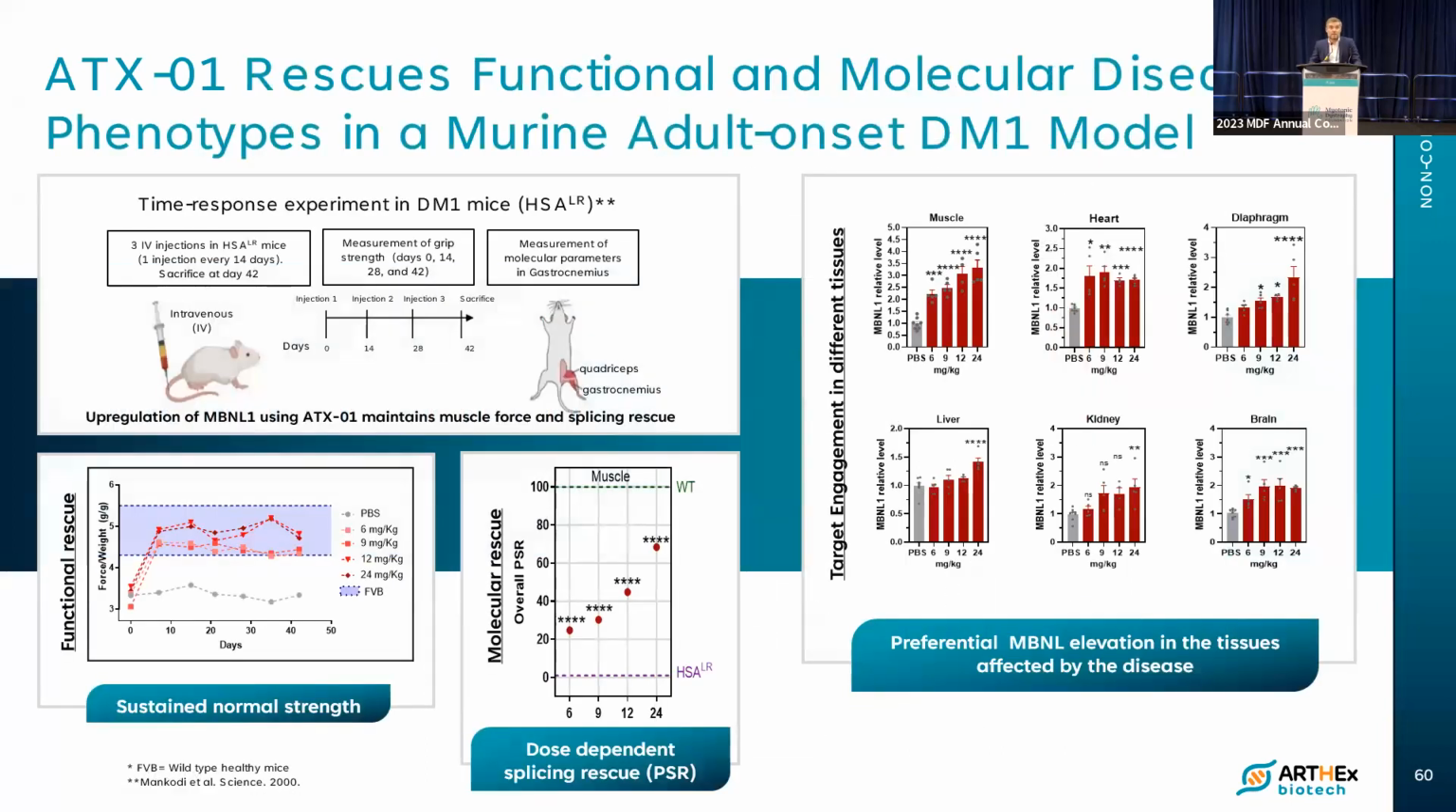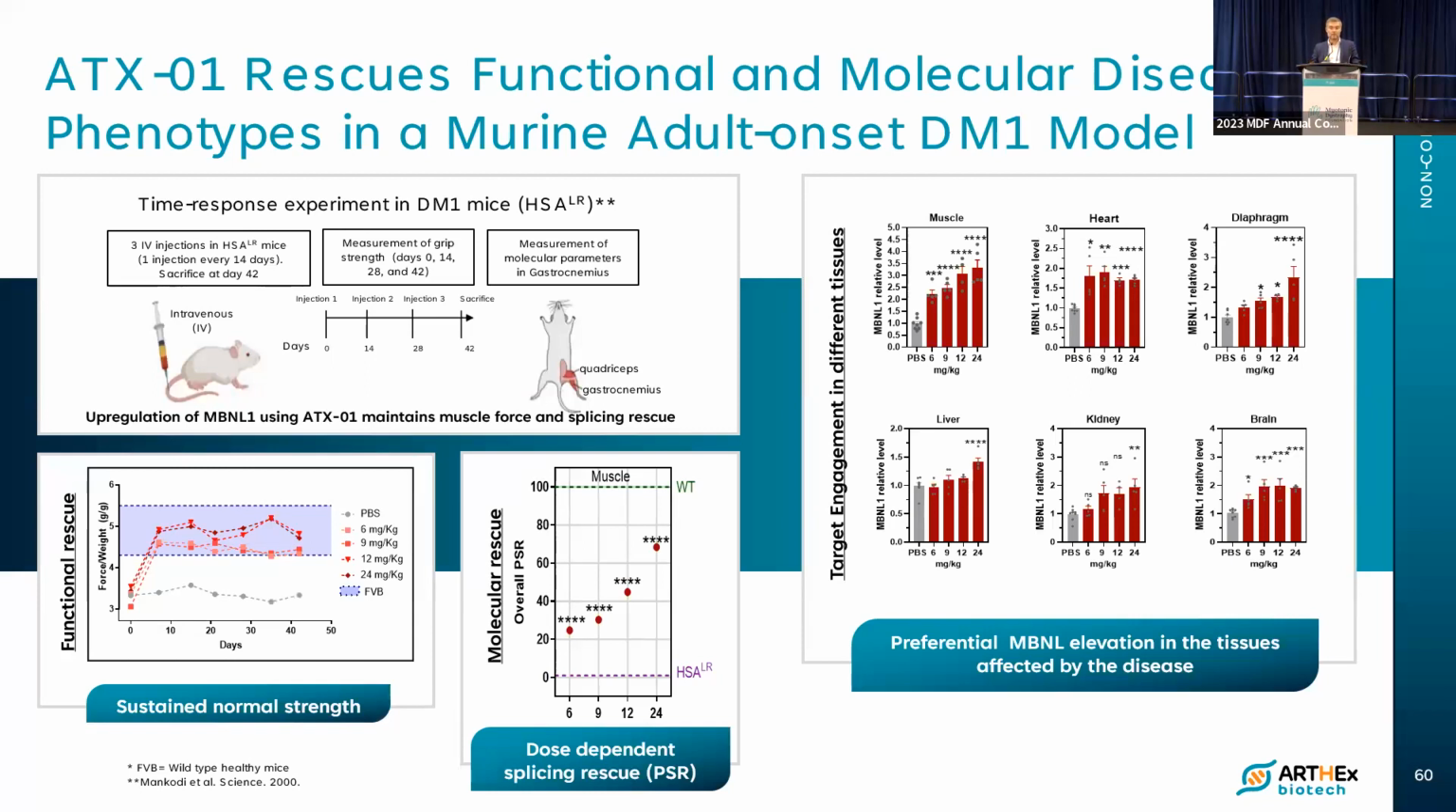We tested the efficacy of this drug in mice. We used the HSLR model. You inject the molecule three times, at day 0, day 14, and day 28, and you evaluate the muscle strength and different parameters. You can see on the left-hand side, first of all, the functional rescue. We measure the muscle force, and you see that by applying the drug at 6 mg, 9 mg, or 12 mg per kilo, you can significantly improve the muscle force in this model compared to placebo.